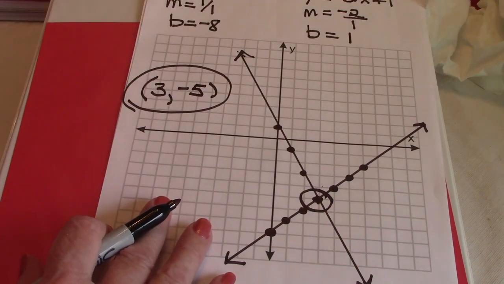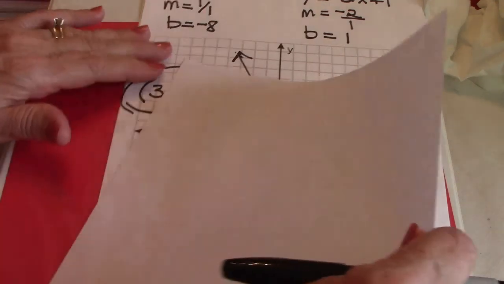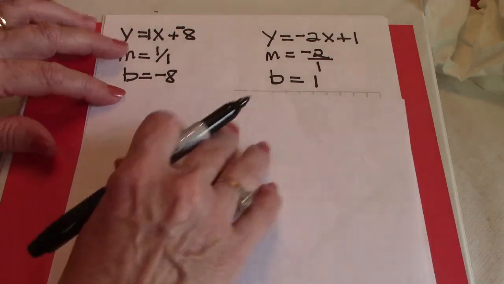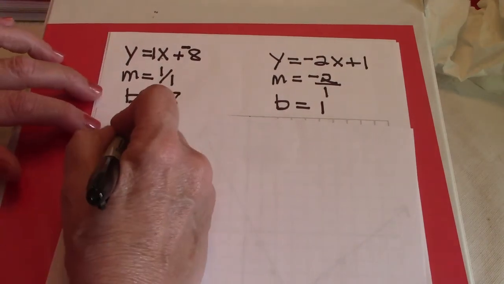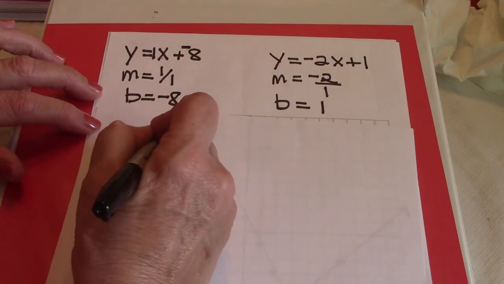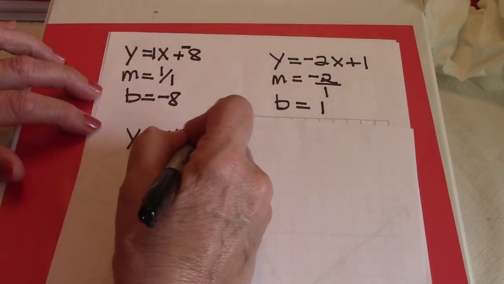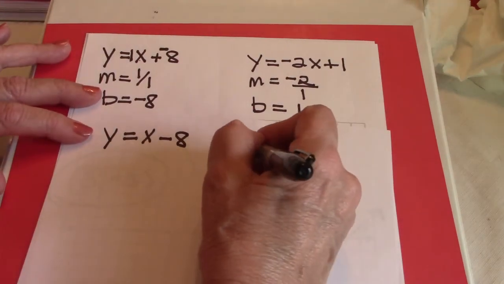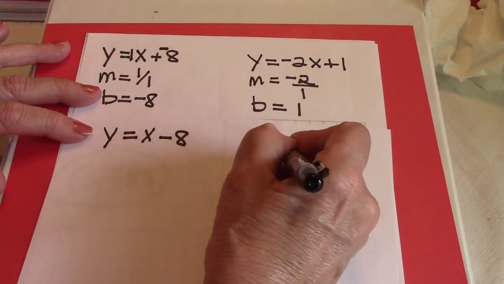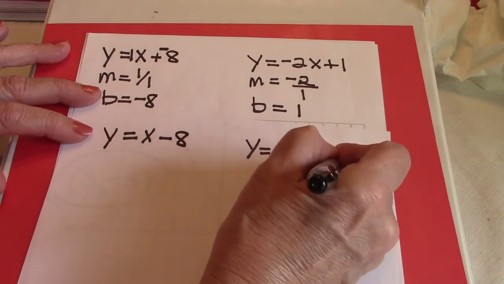Now, if you recall, we were instructed to do check steps. So let me get my original equation. Here it is, right here. Y equals x minus 8. That was the original. My second one was y equals a negative 2x plus 1.